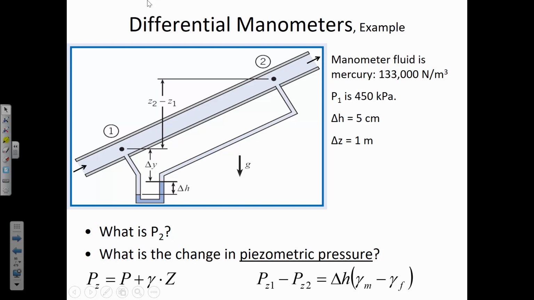What I'd like you to do is look for terms that can be canceled out, because there are some things here where we've got a plus and a minus of the same thing. So cancel out the common terms, substitute in the givens, and find out what is P2, how many pascals of pressure at 2. And then once you find P2, try to address the second bullet point here about piezometric pressure. The definition of piezometric pressure is the pressure at a location plus the gamma times the Z at that location.